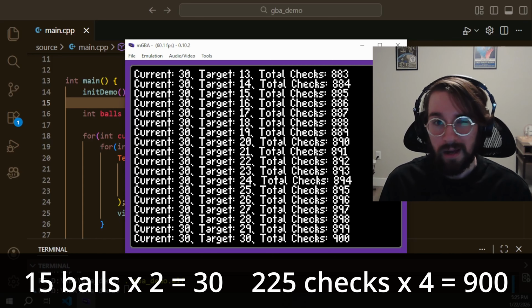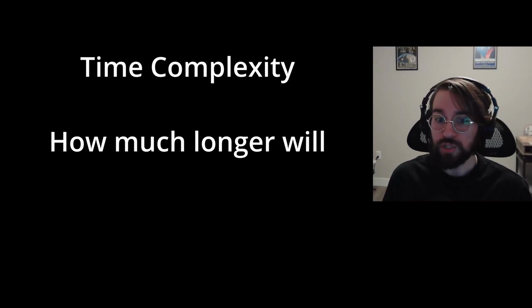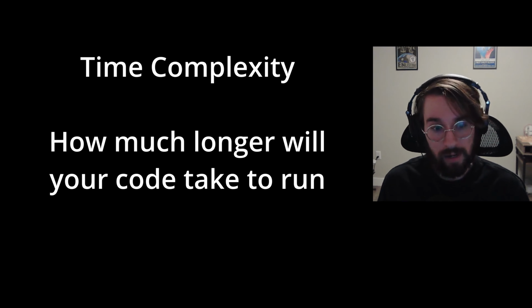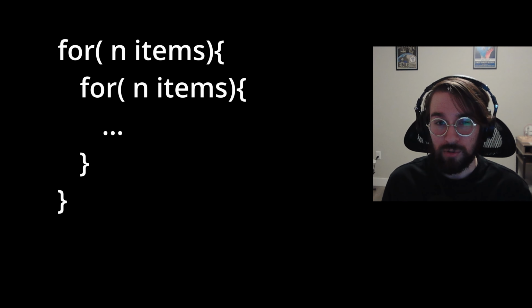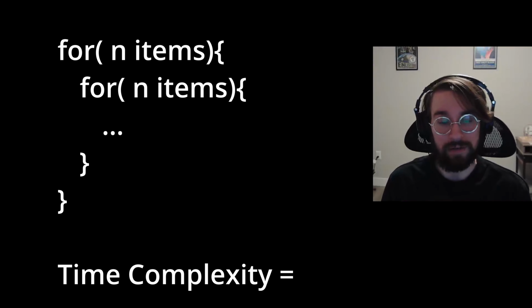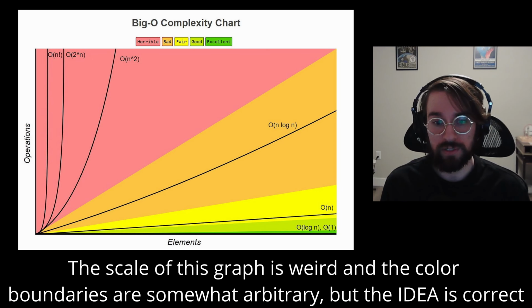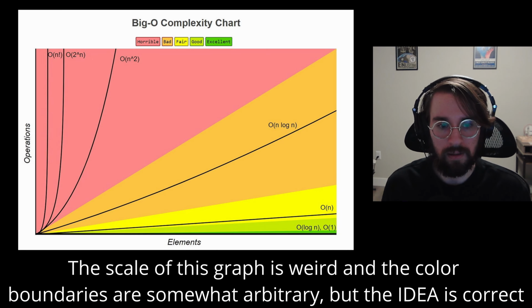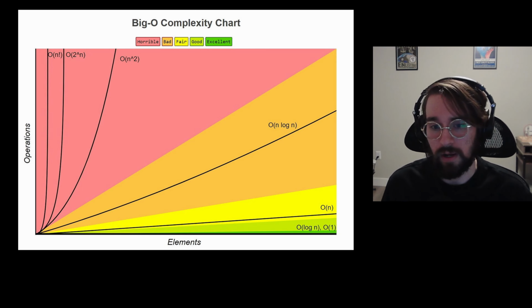checks. This concept is called time complexity, and the general idea is how much longer will your code take to run as you increase the size of the input. A nested for loop like this has a time complexity of n squared, which is not efficient at all, and generally you want to avoid a complexity of n squared. But for a small input like 16 balls in Pool, it should be fine.